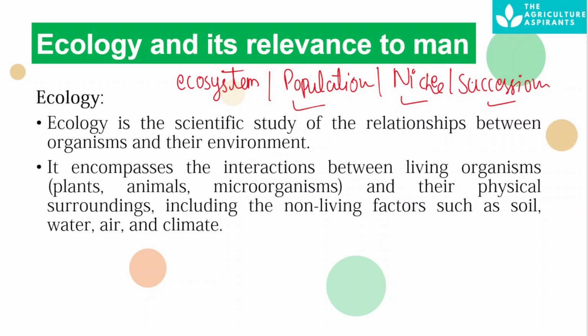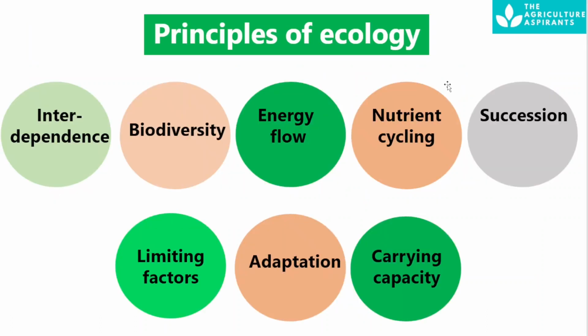So, further moving to principles of ecology. What are the principles of ecology? Very important topic. You will not find a single point on it on the internet. So the first principle is interdependence. As we know, every organism, every individual is interdependent. In an ecosystem, a species like a rabbit, a herbivore, depends on grass.